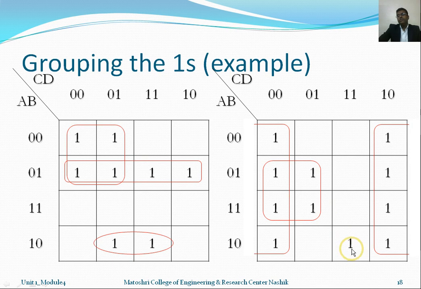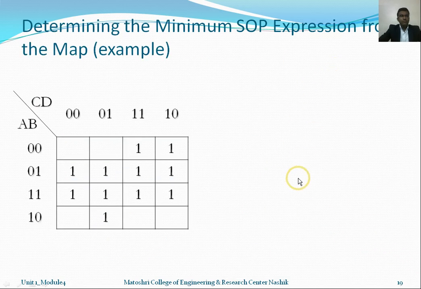Now in this case the individual is possible as well as the pair is possible. So which priority is given? Priority is highest for the pair, so that's why we are making the pair for this one. In this way we are making the grouping of ones. Now after grouping, we have to find out the expression, which is the final step of this scheme.